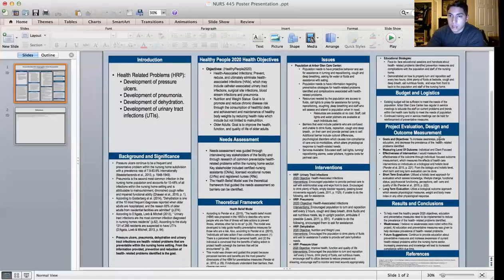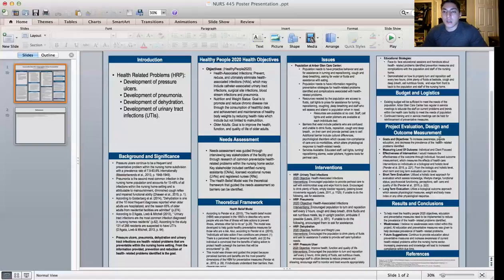Budget and logistics. So I felt that the existing budget was actually sufficient to meet the needs of the population at Arbor Glen Care Center. They held regular in-service meetings to educate the staff on current problems and trends within the healthcare facility and to help meet the needs of the population. And they also continued this training and service meetings for reinforcement whenever it's needed.